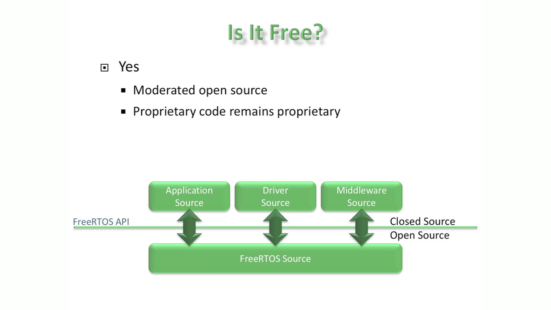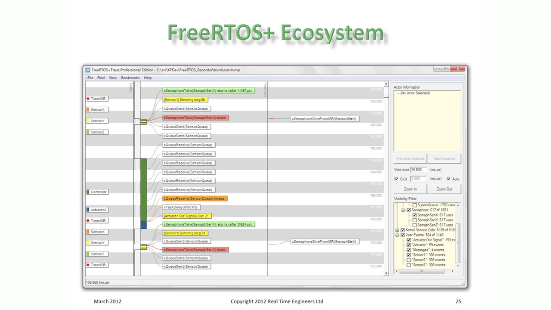Think of the FreeRTOS API, which is supposed to be represented by this green bar here, as being the boundary. The FreeRTOS kernel code is open source. If you have application code, your own code, or driver code, which might be produced by NXP, or middleware code, which is on the other side of the boundary and just using FreeRTOS, then that can stay completely closed source. Just to mention, there is an ecosystem around FreeRTOS as well.